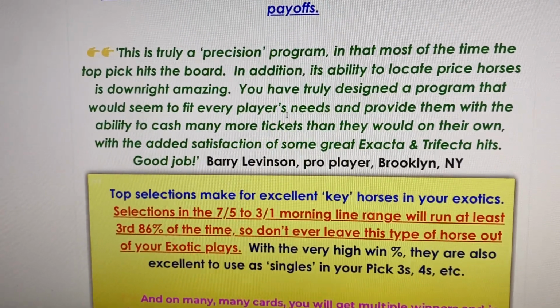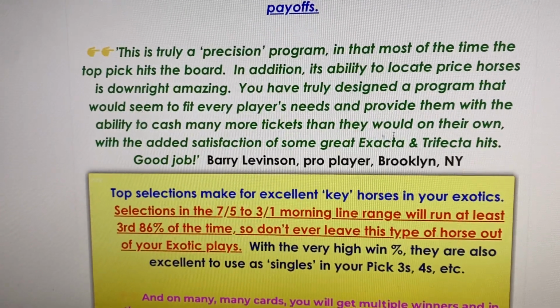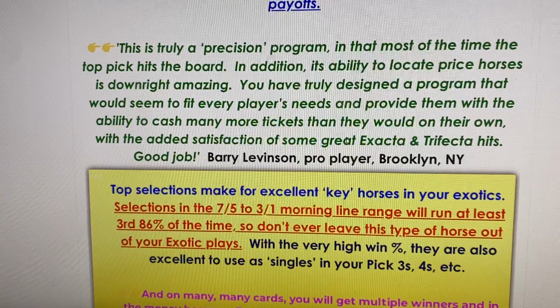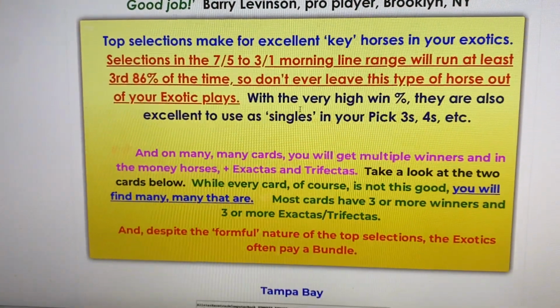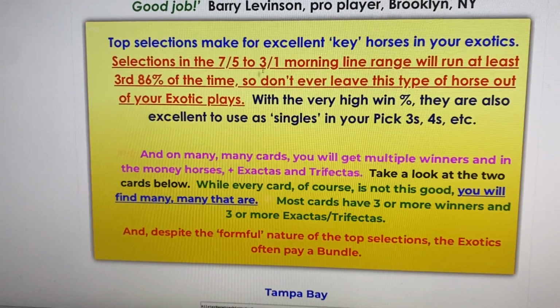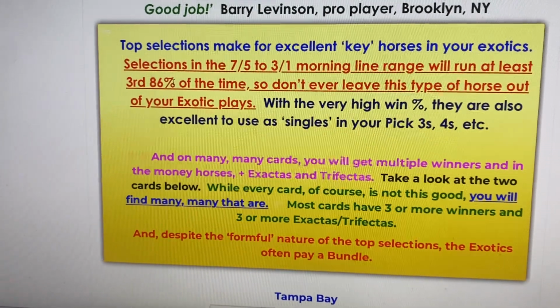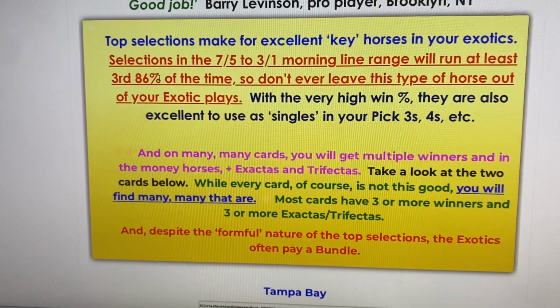You've truly designed a program that would seem to fit every player's needs and provide them with the ability to cash many more tickets than they would on their own, with the satisfaction of some great exacta and trifecta hits. So again, like I said, the top selections in the 7-5 to 3-1 range, they're going to run third at least 86% of the time. So again, if you're playing exotics, you always have to include horses that fit this description.